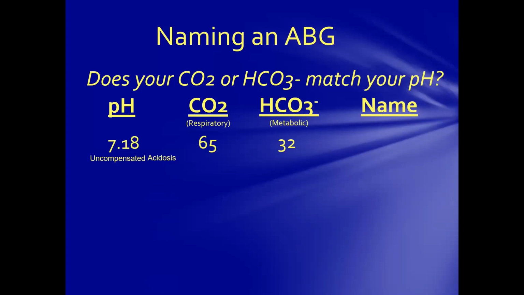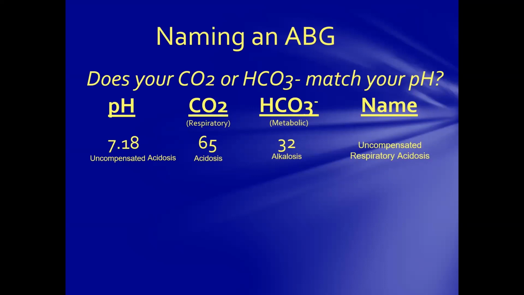So now in the land of ABG, you have two baby daddies, and you have to determine who's the baby's father. So you look at your CO2 or Mr. Respiratory, and you see a CO2 of 65 is acidosis. Your bicarb or Mr. Metabolic has a bicarb of 32, which is alkalosis. So now when you look at those two, you look and see who's got the same last name as my baby. With a pH of 7.18, you have uncompensated acidosis. Your CO2 or Mr. Respiratory shares the same last name as your baby, so your full ABG name is uncompensated respiratory acidosis.